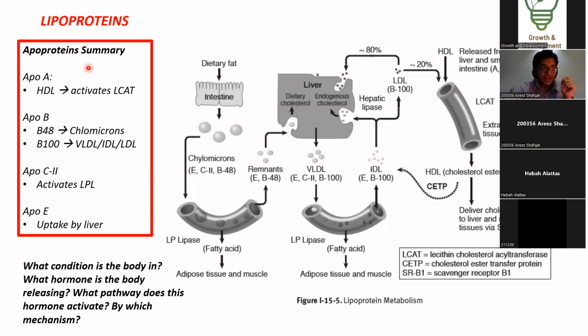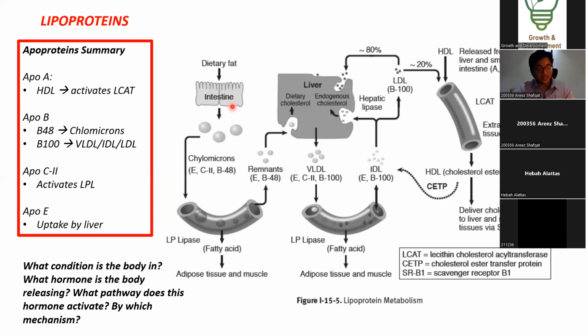Before we get into this, I need you guys to remember some apoproteins. The first apoprotein is ApoA. I need you to remember that it's in HDL and it activates LCAT. We'll get to the function of LCAT later. The next apoprotein is ApoB. There are 2 types, B100, which is found in VLDL, IDL, and LDL, and B48, which is found in chylomicrons. The next protein is ApoC2, and I need you to know it activates lipoprotein lipase. The last apoprotein is ApoE, and I need you to know that it stimulates uptake of these lipoproteins into the liver. I need you to know these 4 functions.